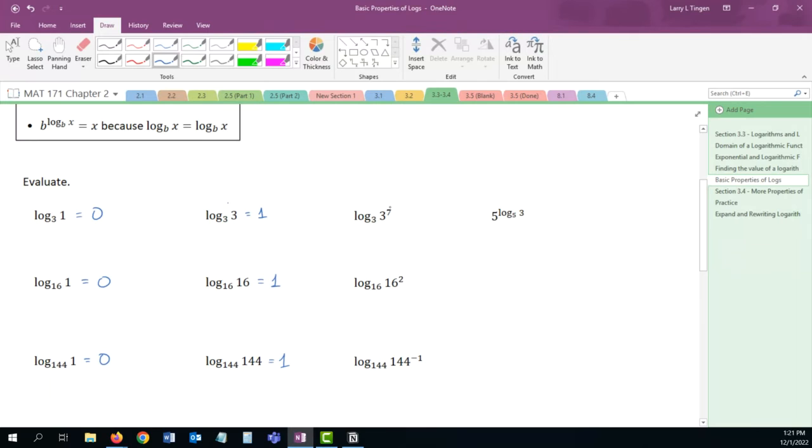And now we're going to see this third property. If the base and the argument have the same base, and I have a power, the answer is the power, because what's this question? 3 raised to what power gives me 3 to the 7? 16 raised to what power gives me 16 squared? 144 raised to what power gives me 144 to the negative 1? And then the last one, when the base and the base of the log match, the answer is the argument.